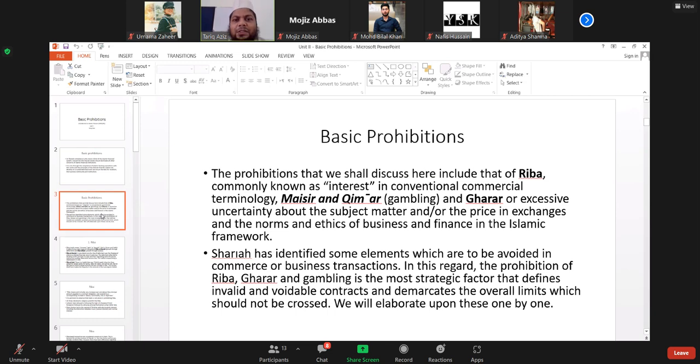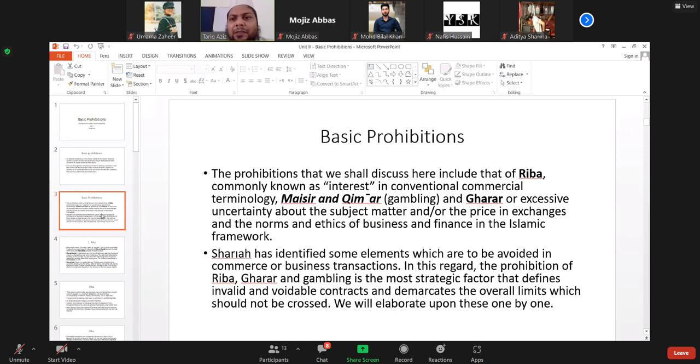So the prohibitions that we shall discuss here include riba, commonly known as interest. In conventional commercial terminology, we call it interest. In Hindi, we call it biyaz. But this is not an exact translation of riba, because the Quranic concept of riba, as it has been elaborated in Hadith, is very broad.